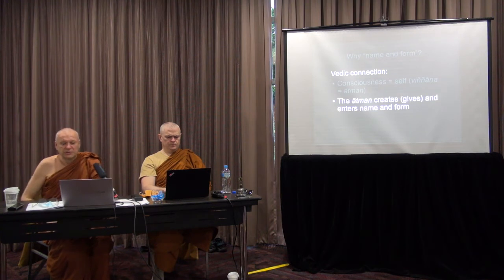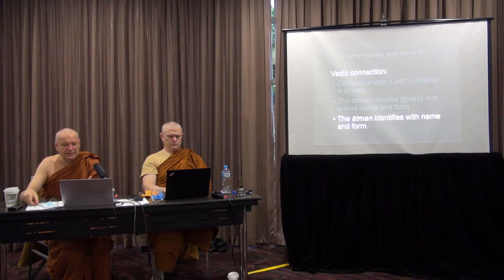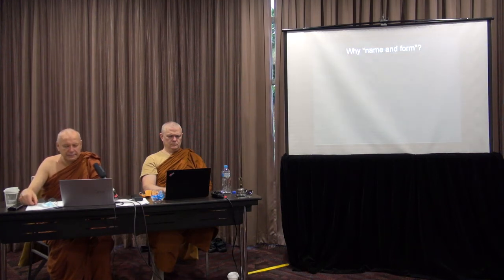And the Buddha then wants to criticize all of this. That's why he brings this in here. The Atman identifies with the name and form. That's when you take that identity on. And so that is one of the important reasons why the Buddha uses it, because he wants to critique this idea of the Brahmanical tradition. Yeah? He wants to show why it is false.